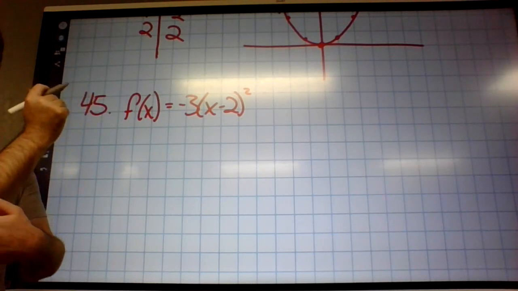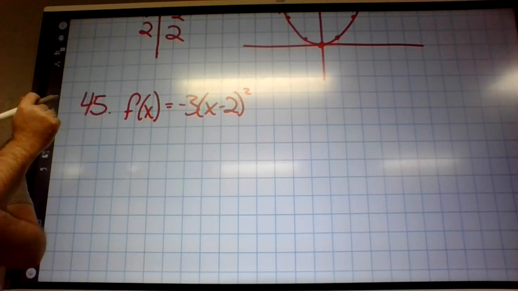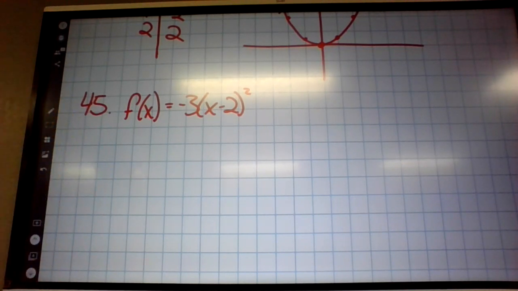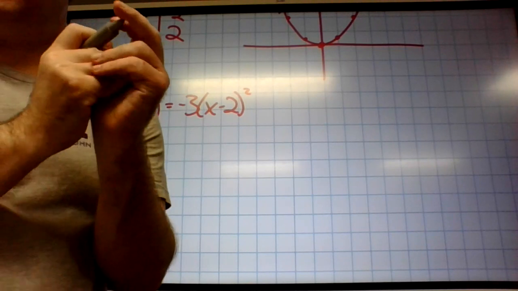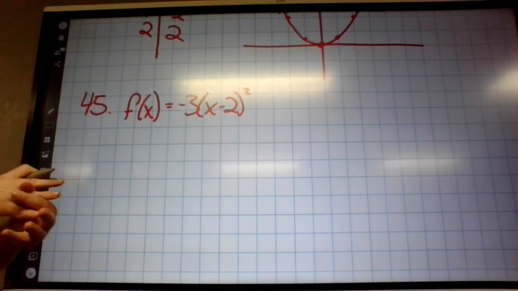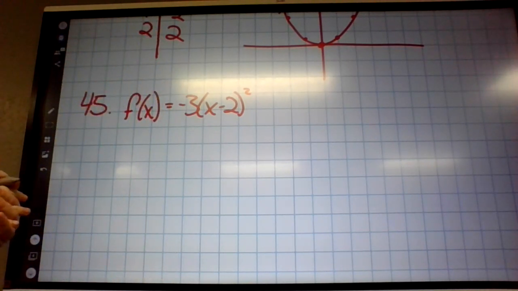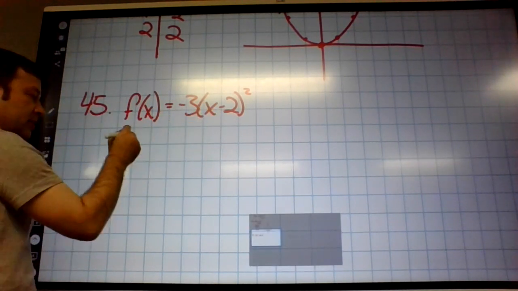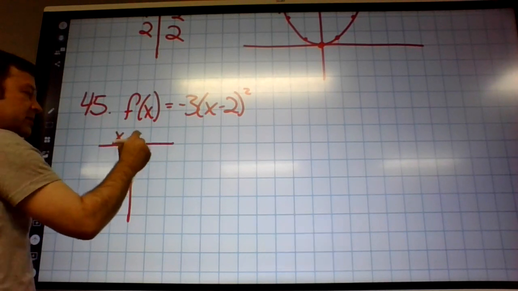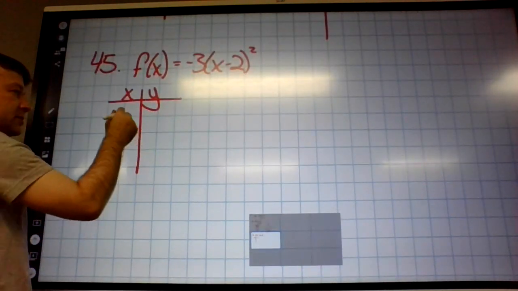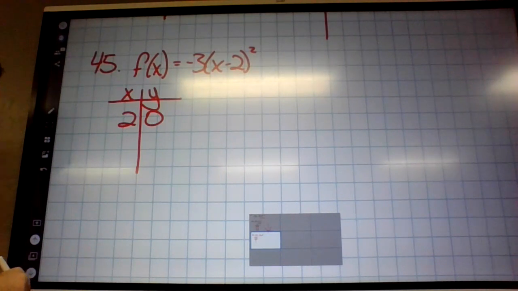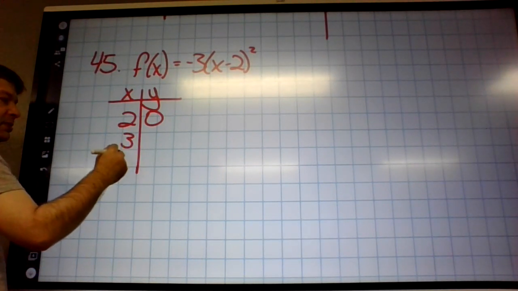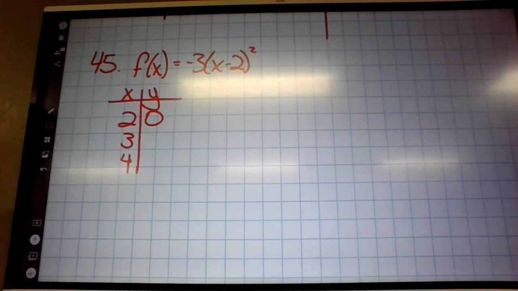Okay, how about 44? What's the -6 gonna do on 44? Down 6. It's not in parentheses, so it's not left or right, it's just down 6. So the vertex would be where? 0, -6. Okay, on 45, what is this -2 gonna do to the graph? Right 2. So where's the vertex going to be if the graph moves right 2? 2, 0. So I'm going to plug in 3 and 4.